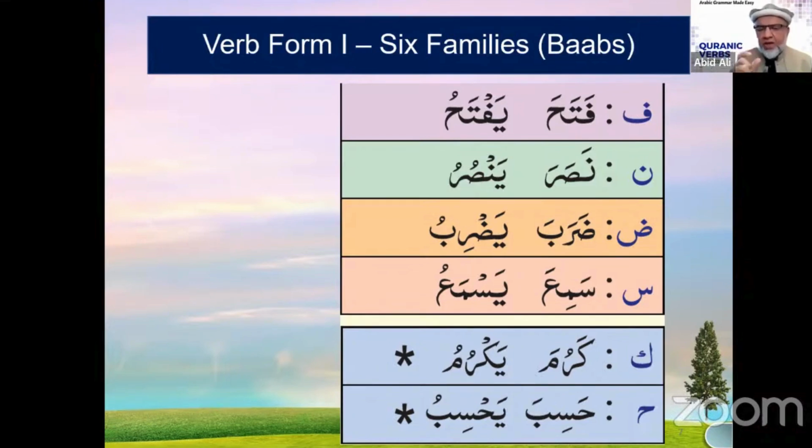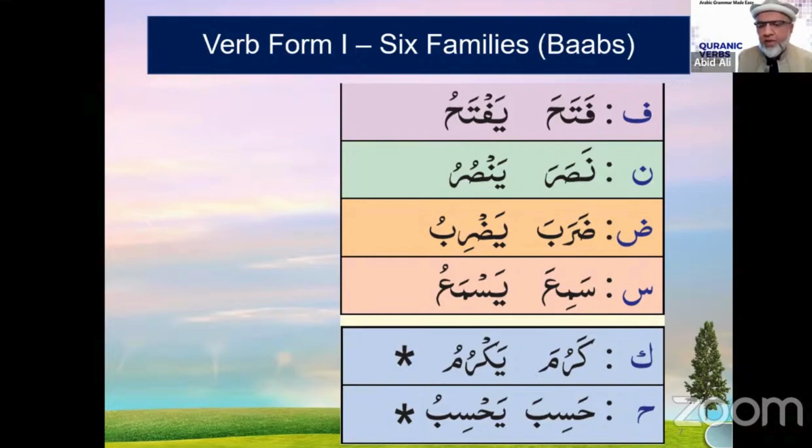But look in the Mudare. It changes into Yadribu. What does it change into? Yadribu. What is the haraka on the Ain Kalima? Kasra. And this pattern is known as Daraba. They call it the family of Daraba. And how do they denote it in singular form? By giving you the dot. Similarly, Samia, Yasma'u, Karuma, Yakrumu, Hasiba, Yahsibu.